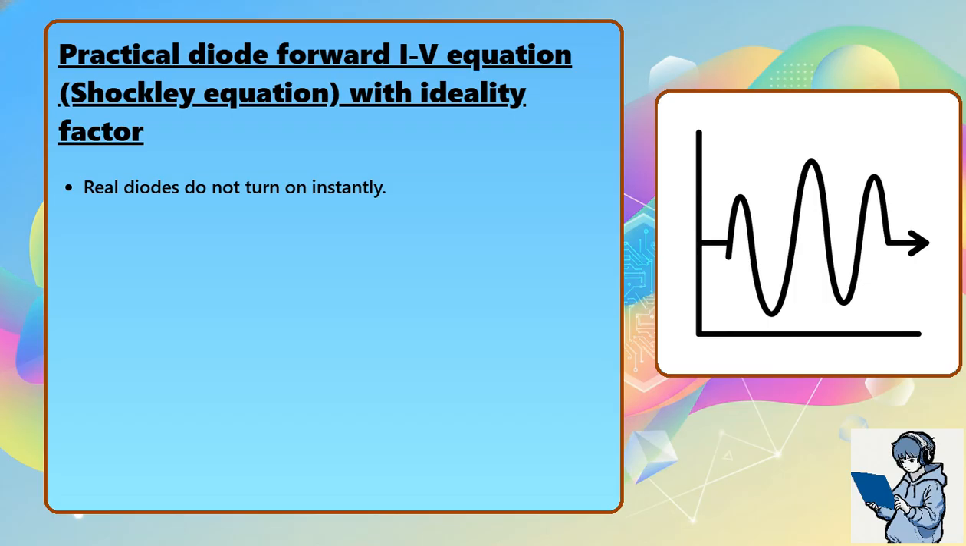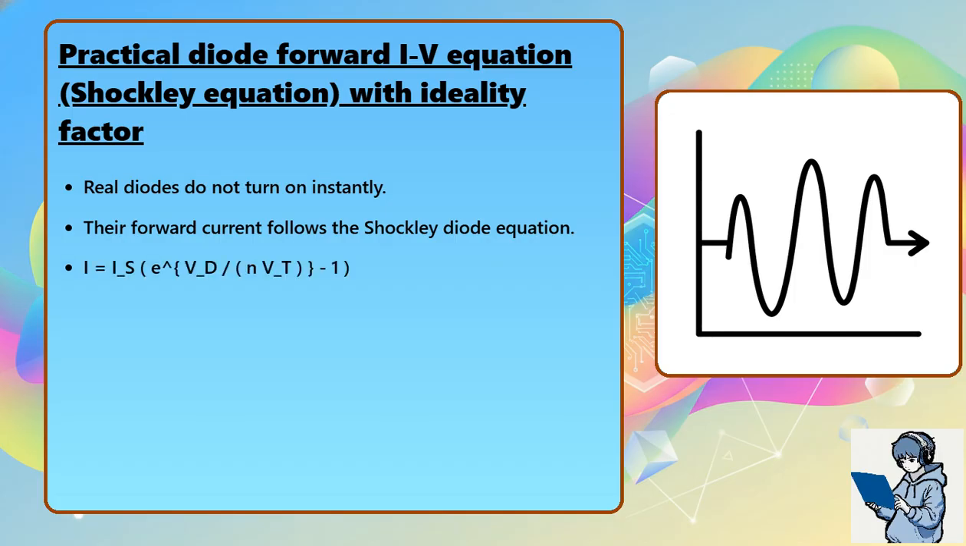Real diodes do not turn on instantly. Their forward current follows the Shockley diode equation: I equals I sub S times (e to the power of Vd divided by NVT, minus 1), where I is the diode current, and V sub D is the voltage across the diode.